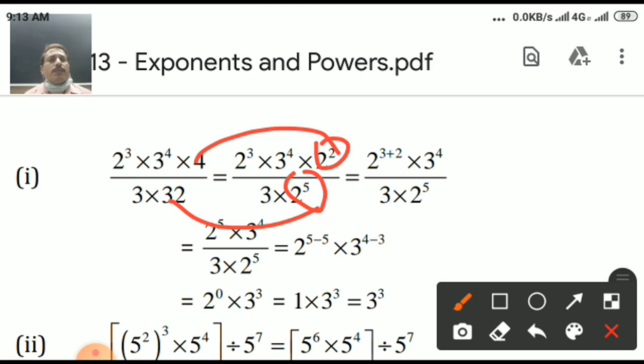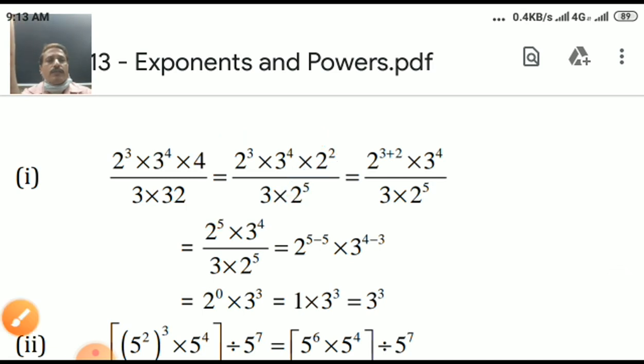2 multiply or divide. This 2 has the common. Yes. 2 raised to 3 plus 2 raised to 5, and here 5 is there. Both the 5s are there. 2 raised to 5, 2 raised to 5. Yes, minus, and then after the second minus, 2 raised to 0 into 2, 3 raised to 3. Third step. And we know any number raised to 0 is equal to 1.